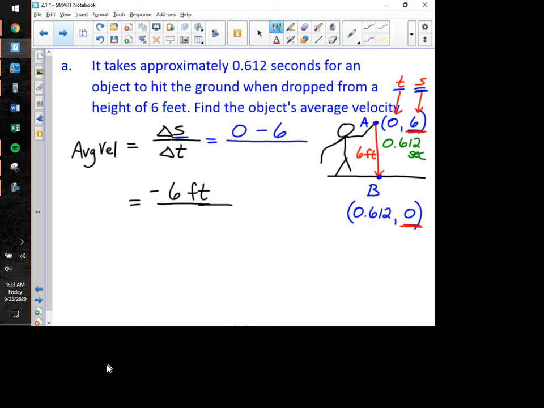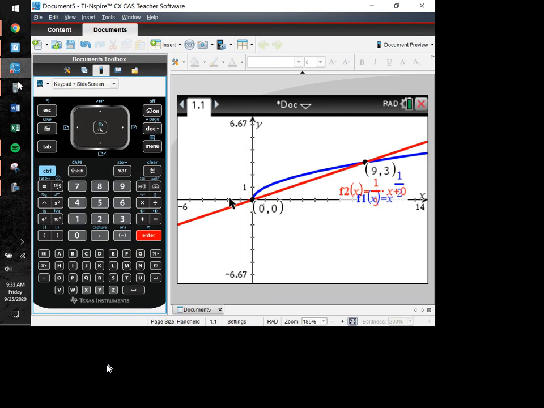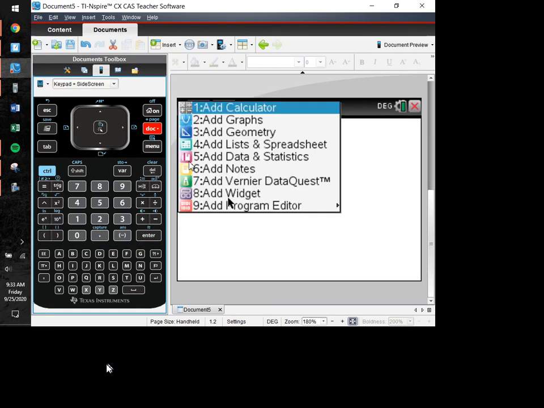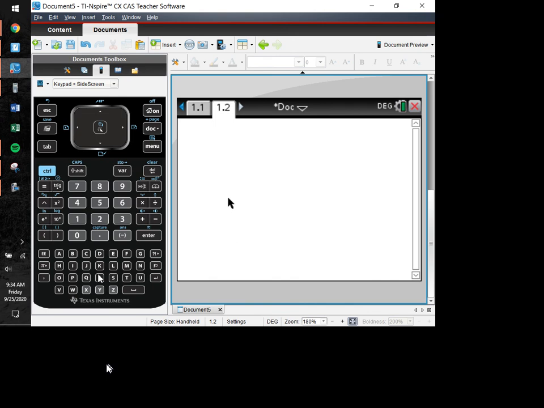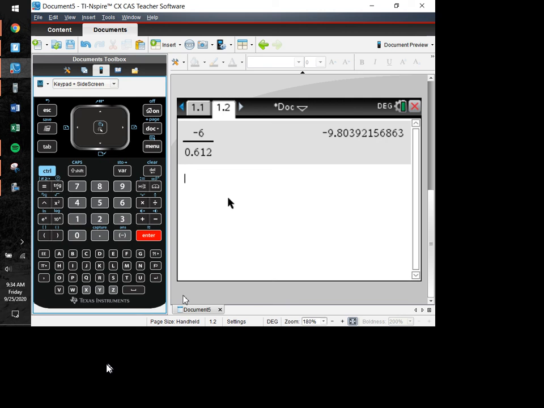Now down on the bottom, delta T. So again, ending minus starting. Ending time minus starting time. Well, the ending time at point B is 0.612 seconds, and the starting time at point A is going to be 0. So that denominator is going to be positive, and that's going to be seconds down there on the bottom. So, ladies and gentlemen, I don't happen to know what this is off the top of my head, I'm sorry to say, so let me add a calculator page and do negative 6 divided by 0.612.